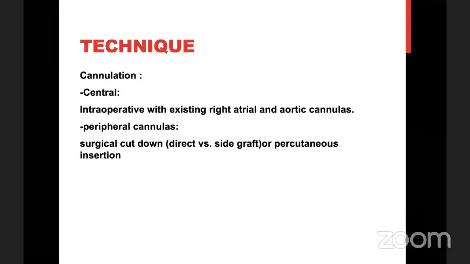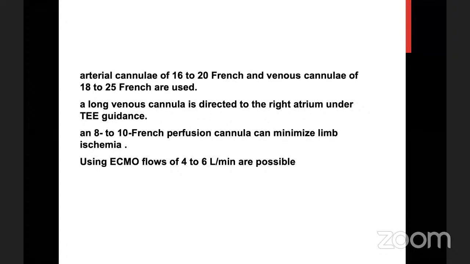Technique. Cannulation is either central or peripheral. Central is intraoperative with existing right atrial and aortic cannulas. Peripheral cannulation is by surgical cut down, direct versus side graft, or percutaneous insertion. An arterial cannula of 16 to 20 French and a venous cannula of 18 to 25 French are used. A long venous cannula is directed to the right atrium under TE guidance. An 8 to 10 French perfusion cannula can minimize limb ischemia using ECMO. Flows of 4 to 6 liters per minute are possible.